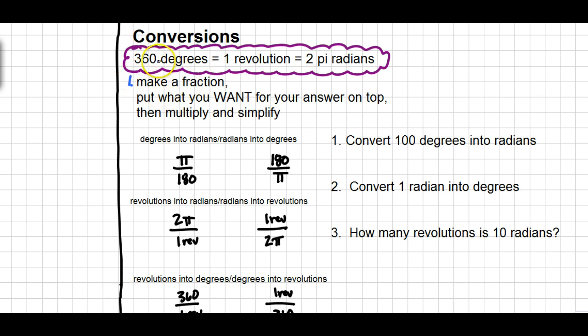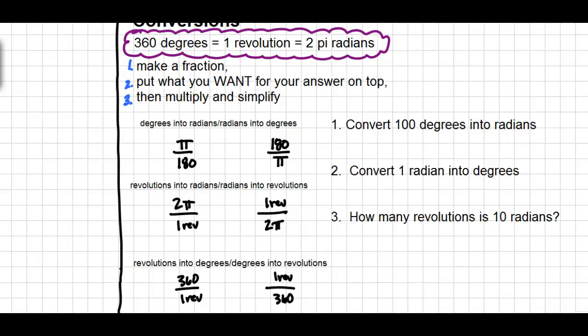First, they're going to make a fraction out of the information given in the purple cloud. They're going to put the value that they want for the answer on the top of that fraction, and then you're just going to multiply and simplify. Know that for step 3 in this chapter, you're going to need to be good at simplifying fractions. Students who are not good at that are going to need to become good at that in order to get full credit.